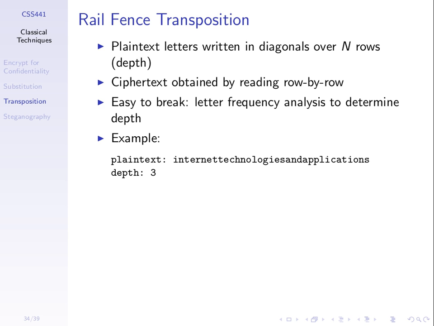Rail fence cipher. We take our plain text, we'll use Internet Technologies and Applications, one of my old courses, and we write that in a set of rows where the number of rows is determined by a key, which we call the depth. For our example, we'll use a depth of 3, meaning we'll write this plain text across 3 rows, and then we'll obtain the ciphertext by reading row by row. Let's do it, and then it'll be clear.